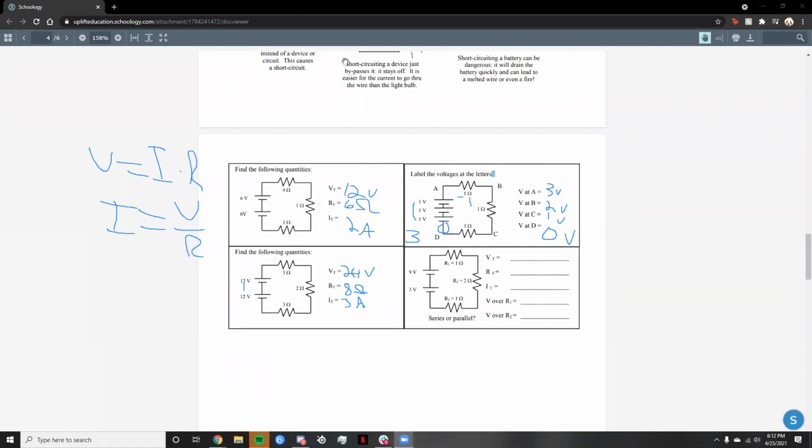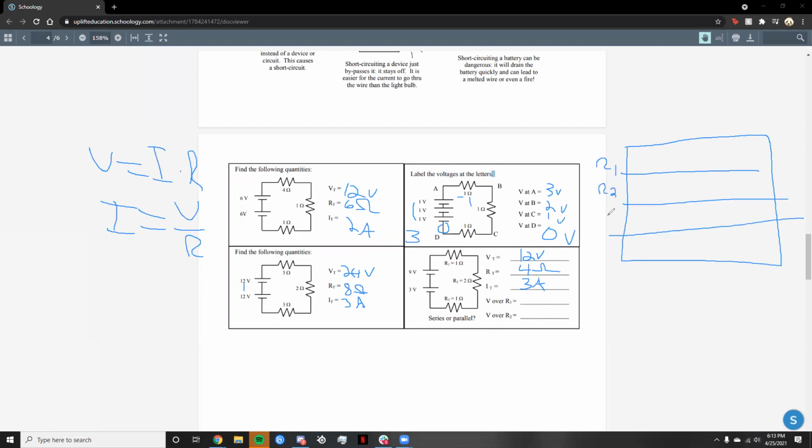Now moving on to this one. So our total volts, 9 plus 3 is 12 volts. Our resistors, 1 plus 2 is 3, plus 1 is 4 ohms. And then our total amps, so 12 divided by 4 is 3 amps. And now we need V over R1. Y'all are like, what? What is that? So we're going to make our VIR chart real quick.